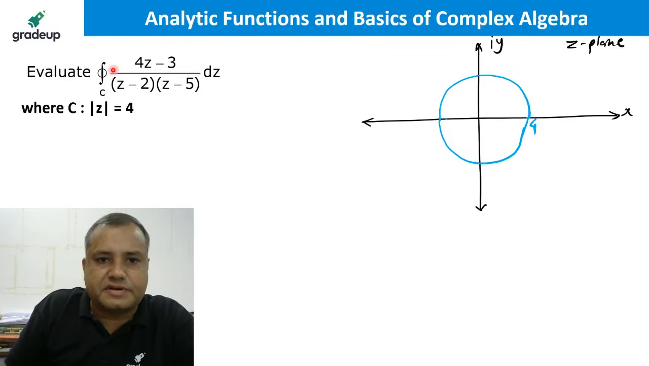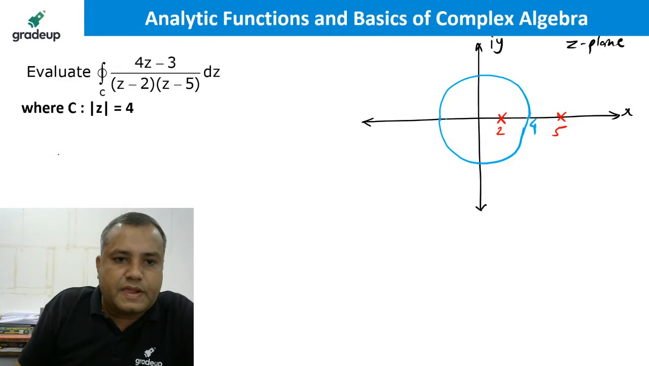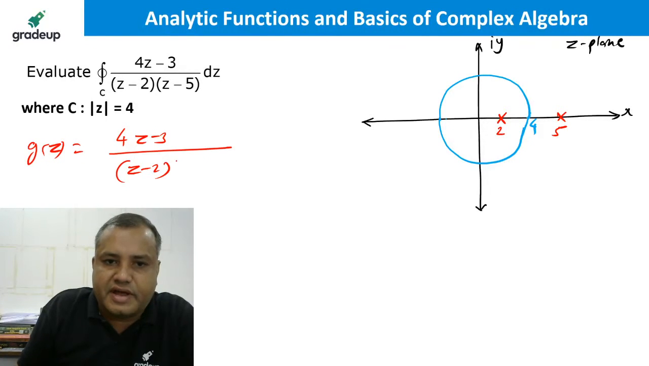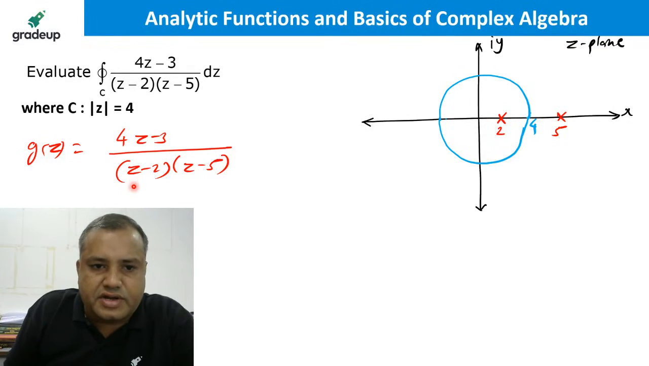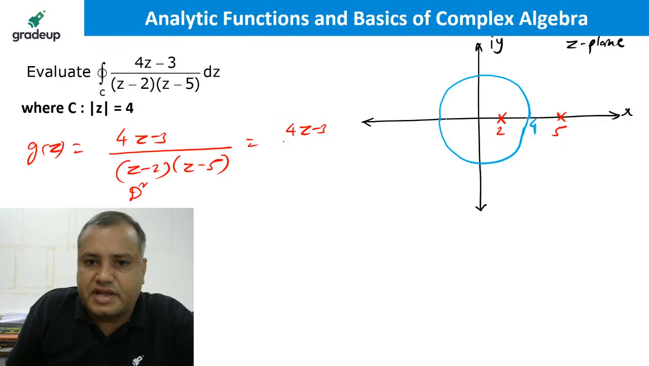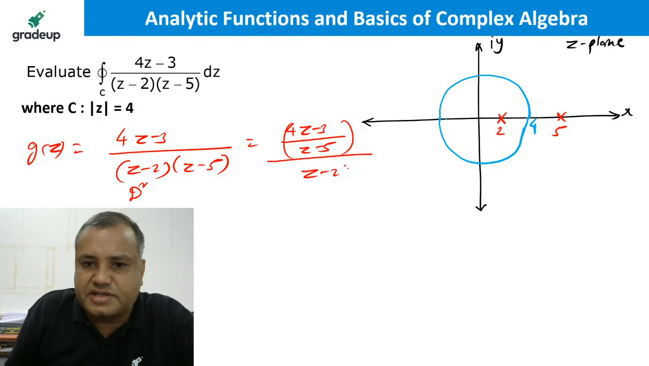Now this is your function. 2 and 5 are the poles. So 2 is inside and 5 is outside. So g of z is 4z minus 3 upon z minus 2, z minus 5. So z minus 5 is outside. It is not a singular point, but this is a singular point. So the singular point term should remain in the denominator. So 4z minus 3, z minus 5 is clubbed with the numerator and z minus 2 remains in the denominator.